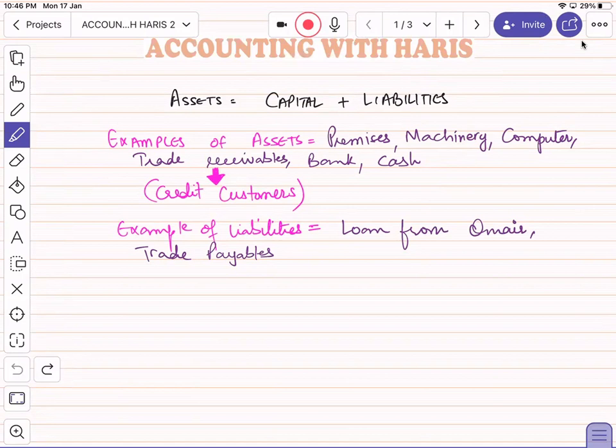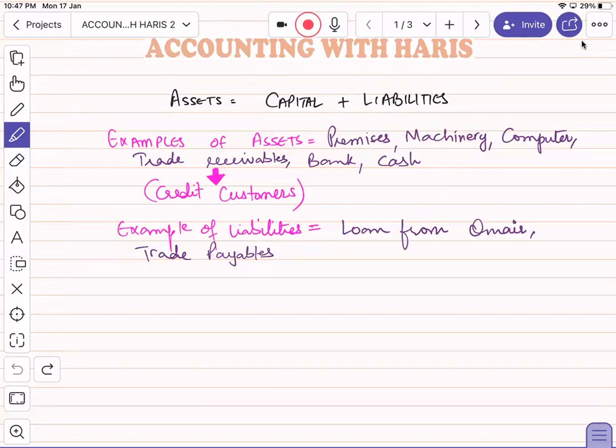So what are certain examples of assets? Premises, machinery, computer, these are all your assets, because these are all the resources that you technically require in order to make your business operational. For the time being, let's skip trade receivable that I have written. Bank and cash are also your assets, because you also need them in order to operate your business. So all of these are your assets.